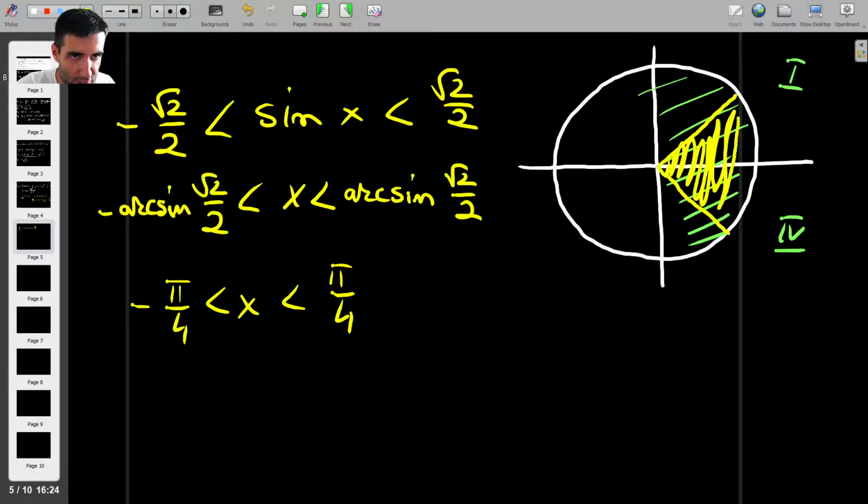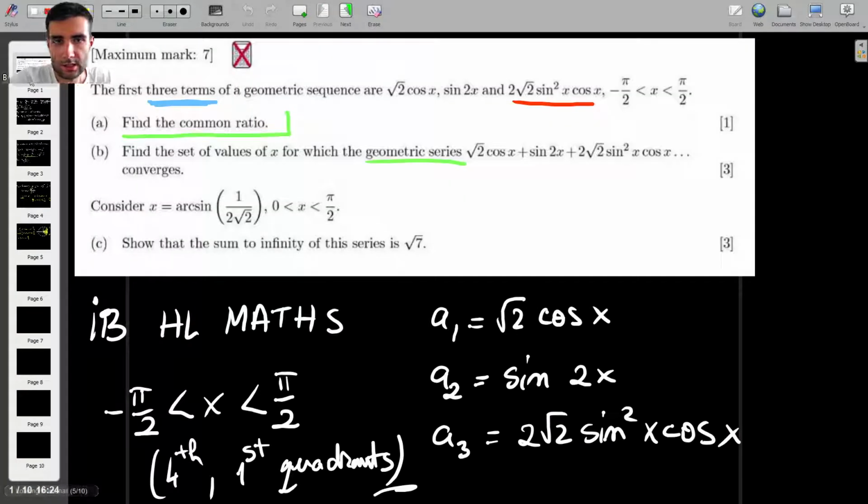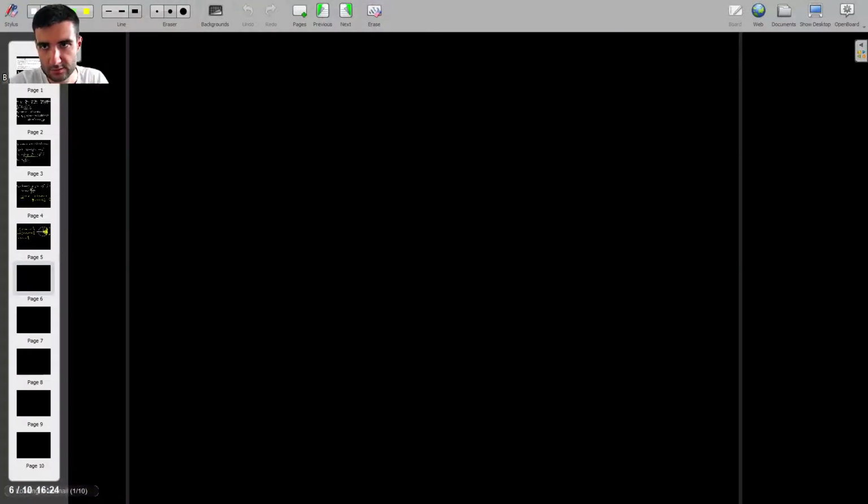All right, so any x in this range except the ends of the interval works. That's the end of part B now. Hopefully we got 4 points so far. For part C, we are using this new information that the question tells us. So let's start part C here.